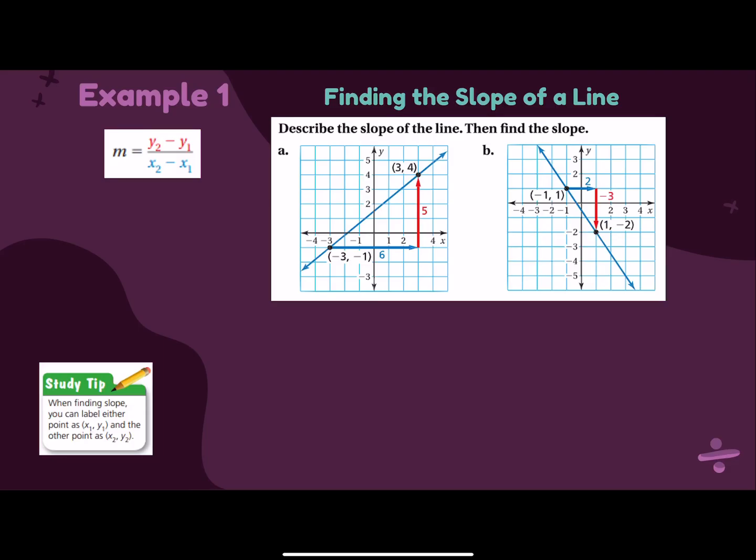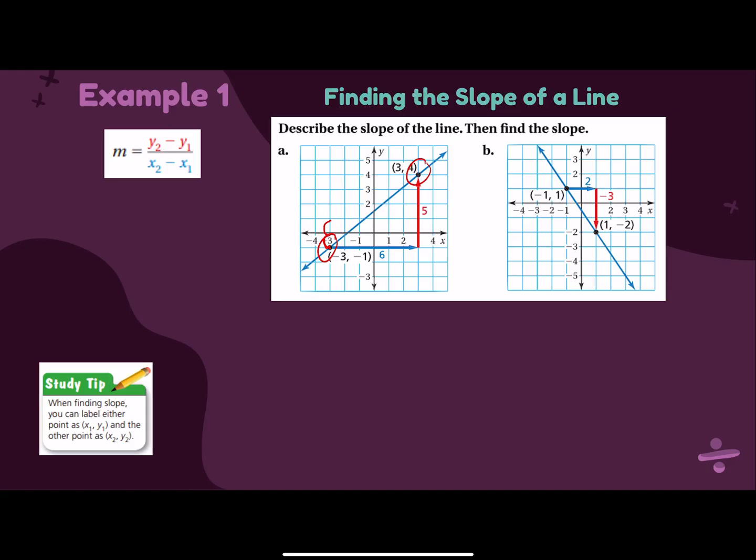So example 1 says find the slope of the line. On this one, I'm given my two ordered pairs. So let's just do it both ways. If I counted the rise over the run, the rise is how far I go up or down to get to the next point. So if I start from this point, I always start from the point on the left.